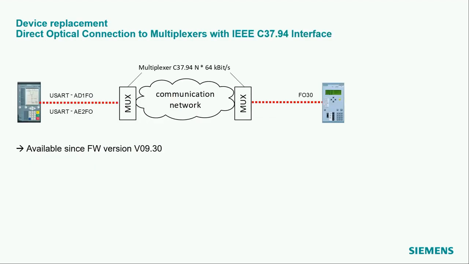Since firmware version 9.30, it is possible to establish a direct optical connection to a multiplexer with a C37.94 interface. The required hardware on CBOTEC 4 side is a F30 module. On CBOTEC 5 side, a USART 81 or AE2 FO module. The required firmware version on CBOTEC 5 side is a 9.30.